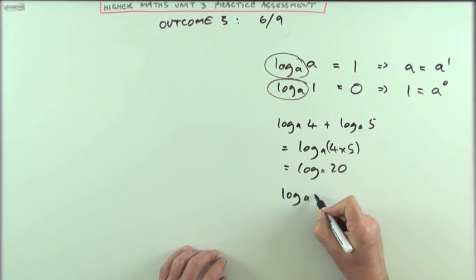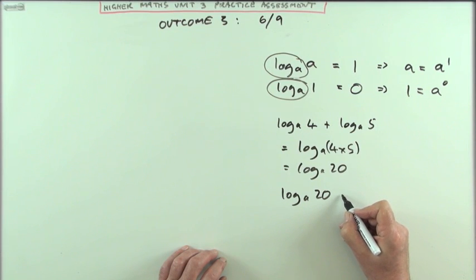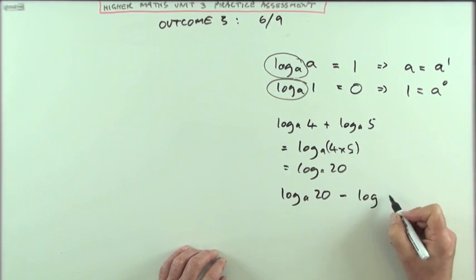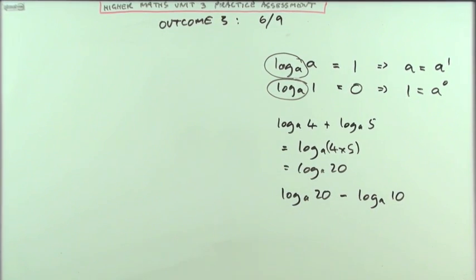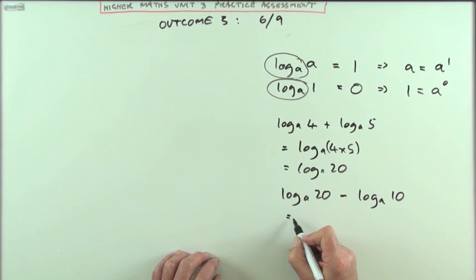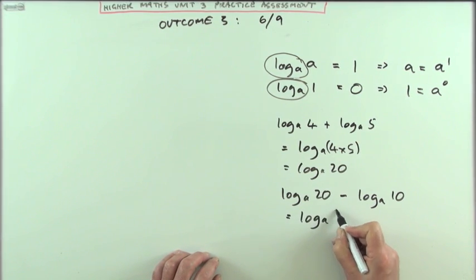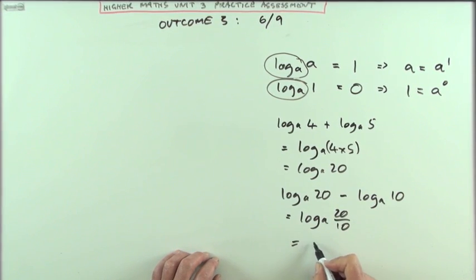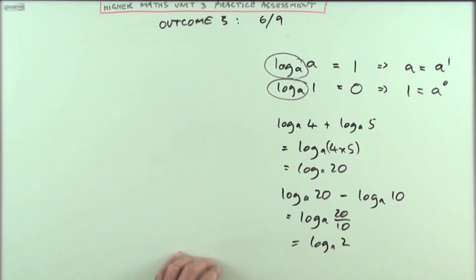And if you're subtracting logs, log a 20 minus log a 10, logs are powers. If you were subtracting powers, that would involve a division of the terms. So that would be log base a of 20 divided by 10. That's log base a of 2.